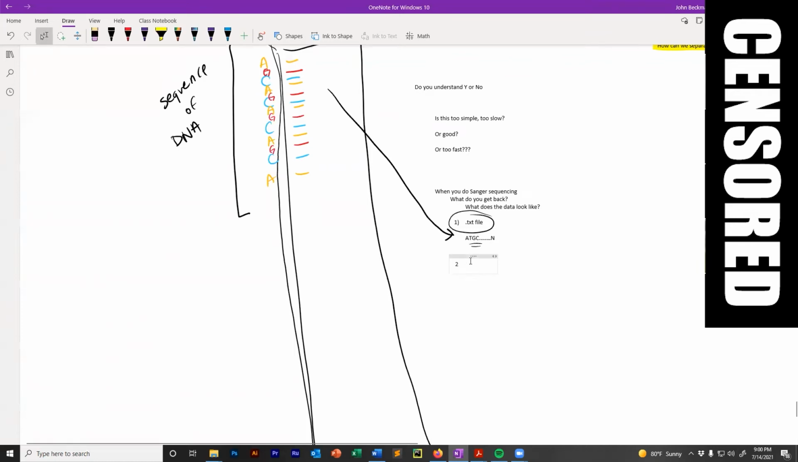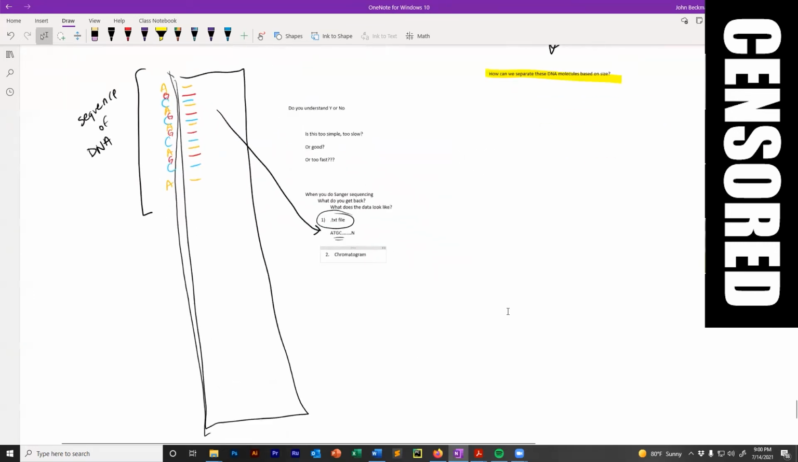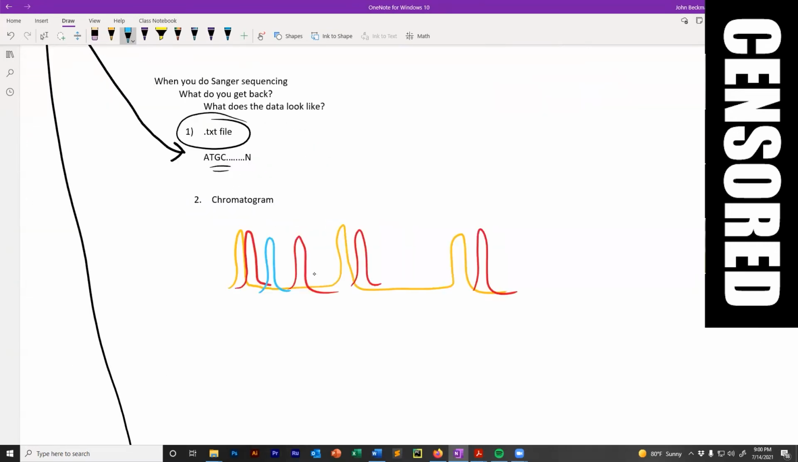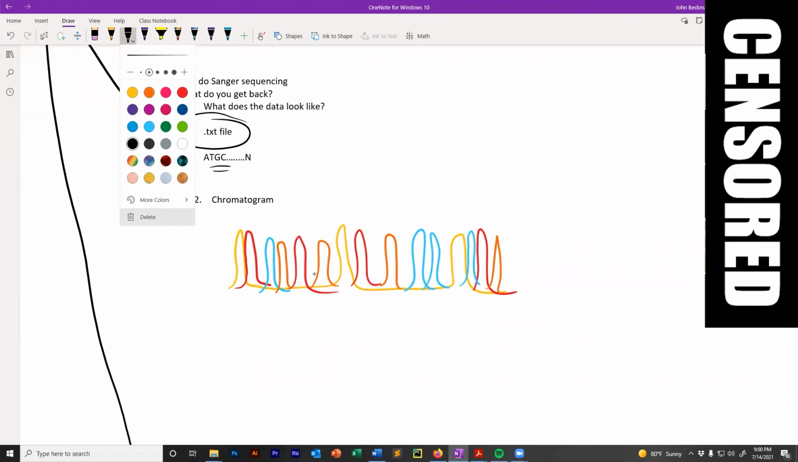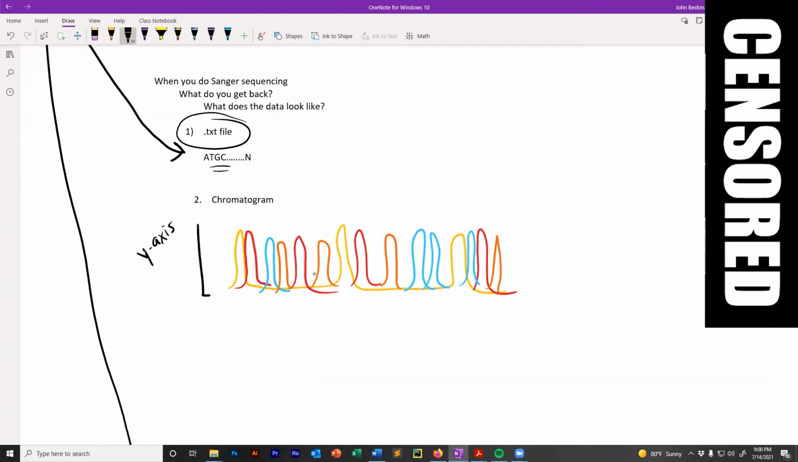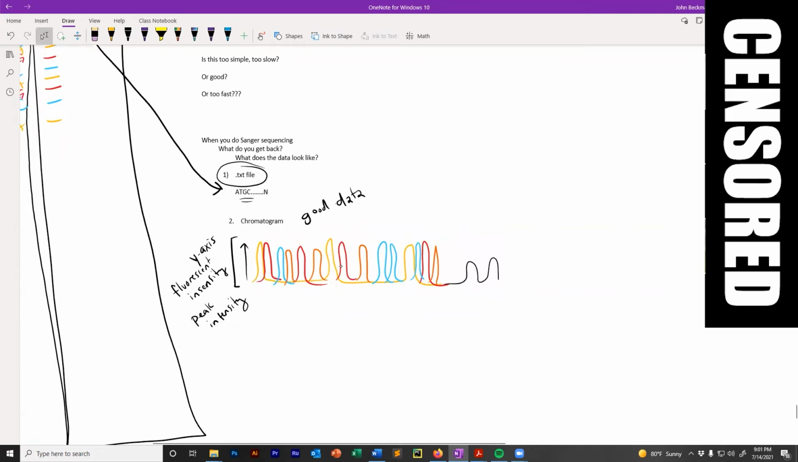Second thing you get is what's called a chromatogram. A chromatogram looks something like this. And you can learn a few things from the chromatogram. The y-axis is the fluorescent intensity, the peak intensity. So a very high peak is good data. As you sequence longer and longer reads, the peak intensity will degrade.